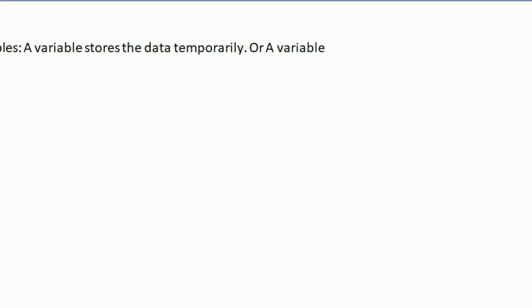So, variables. What is a variable? A variable stores the data temporarily, or a variable is the name of the memory location where data is stored, like any address that belongs to a particular or a specific location inside the memory.